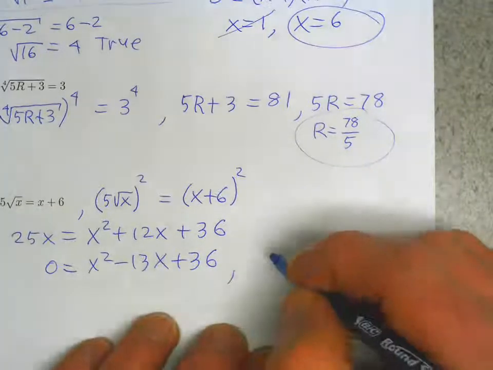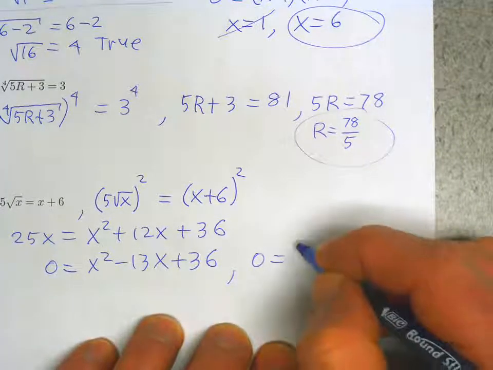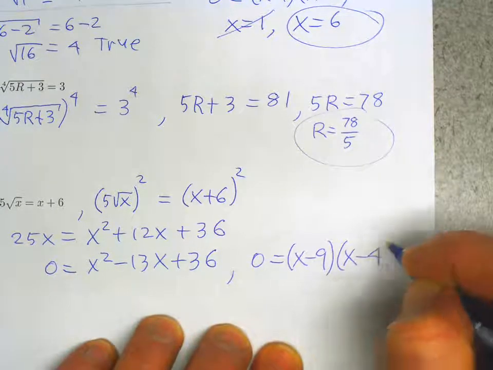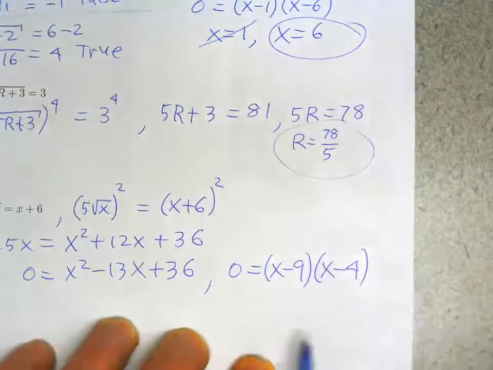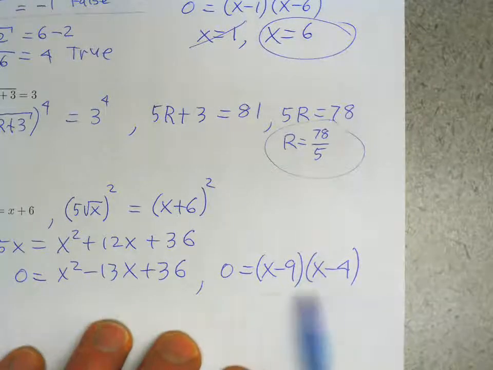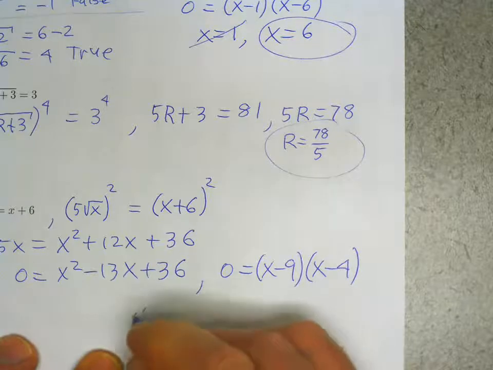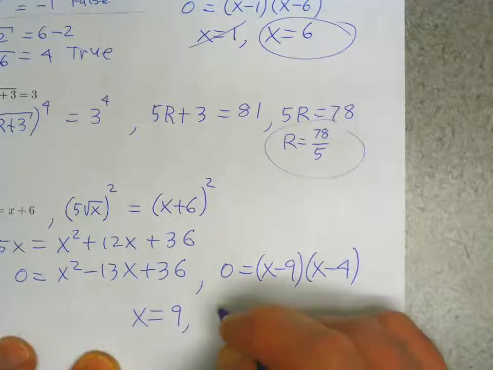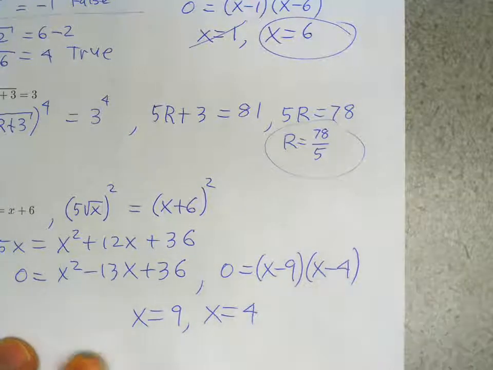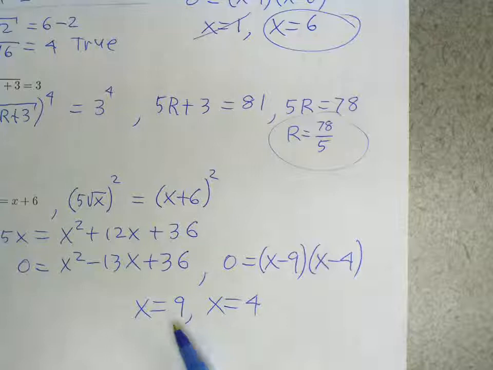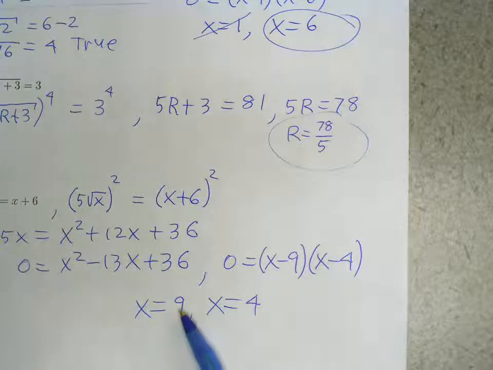This factors really nicely. One factor is x minus 9, and the other one is x minus 4. And you can always check by multiplying that your factoring is correct. The two solutions to the quadratic equation are x equals 9 and x equals 4. I'll leave the rest for you to do, which is to check. I'll just point out, though, it's pretty easy to check.